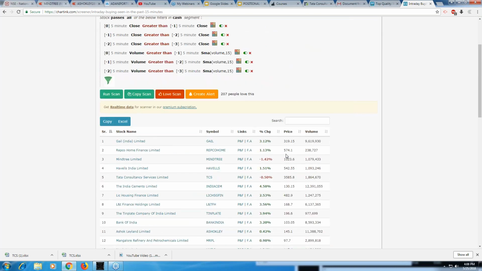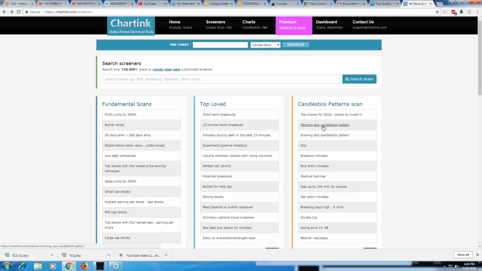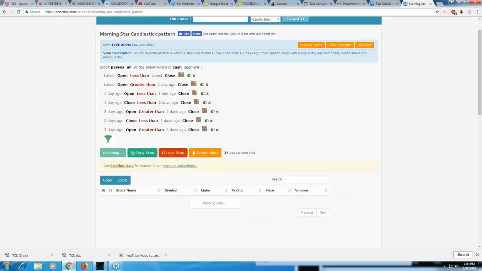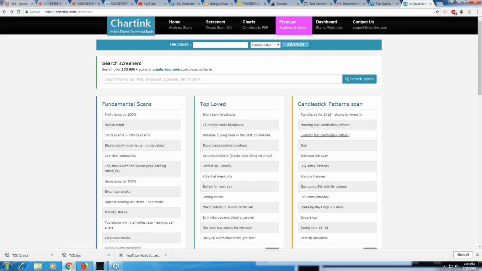I have some simple scanners which I'm going to be giving to you, but definitely you can explore and make some of them your own, right? Morning star pattern has happened in the Kalpataru. So anyway, you can check all those scanners. I'm just now making you go through the different websites.